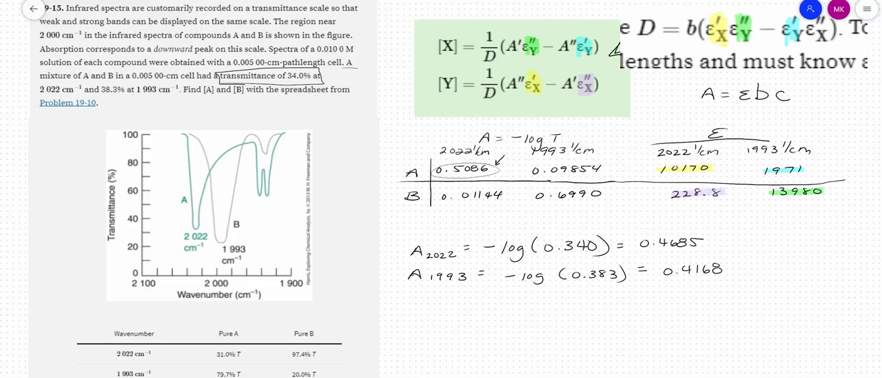Then the A prime and the A double prime. Let's call A prime the absorbance at 2022, and A double prime, in dark green, the absorbance at 0.4168. Now all we have to do is calculate.